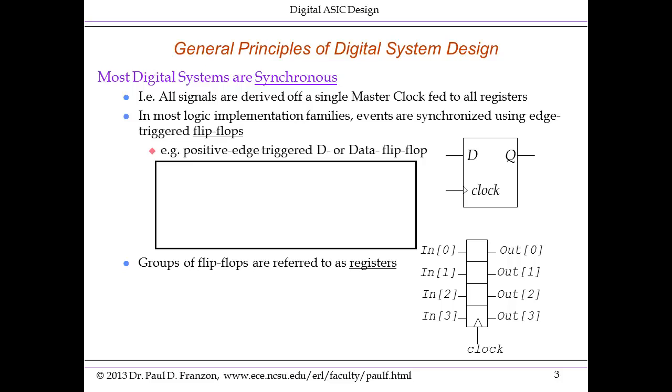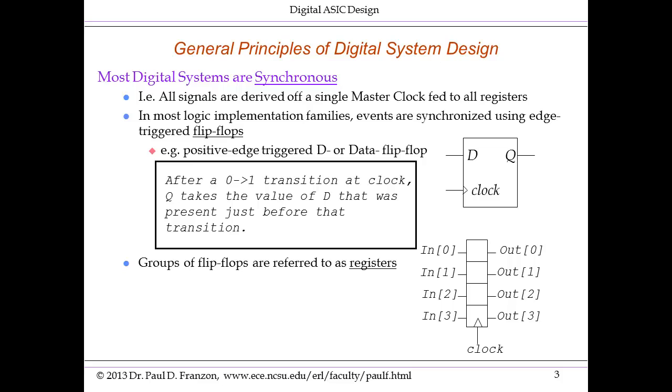So on the right, I have a symbol for a D flip-flop, a positive edge-triggered D or data flip-flop. And the basic function of the flip-flop is as described in the box. That is, after a 0 to 1 transition of the clock, Q becomes D. That is, Q takes on the value of D present just before that transition, but note, Q does not change until after the clock edge is complete. In this class, we'll be using a lot of registers. Registers are simply groups of flip-flops, normally indexed by some sort of value, as shown on the example on the bottom right.